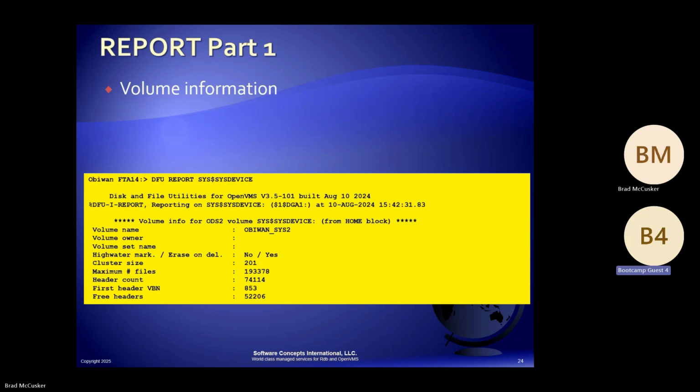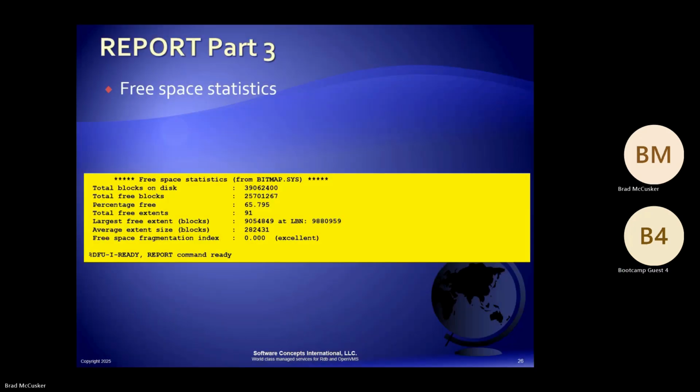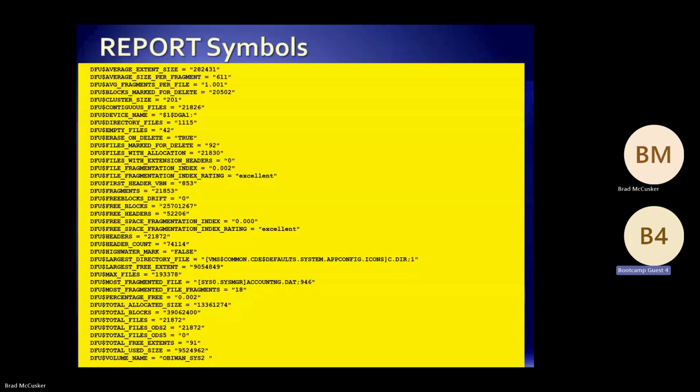And then from there, it gets a little bit more detailed, telling you things about fragmentation, contiguous files, that sort of thing. Most fragmented files on there. So this is a good way to just keep an eye on various volumes. And then all of that information is dumped into symbols that, if you want to write a procedure to do further work, you can take advantage of. And these are things that we use in providing our services. This is how a lot of this stuff ended up getting generated.